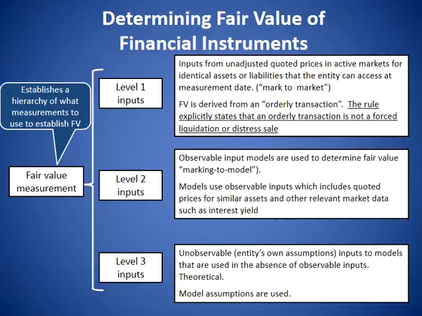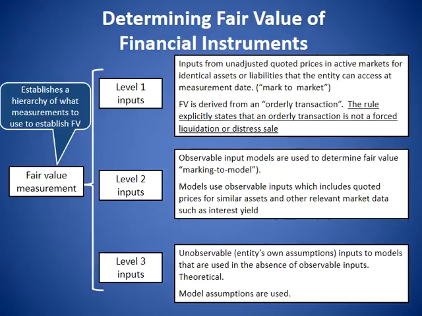Let's go ahead and talk about level 1 inputs first, because level 1 inputs are probably what you're most familiar with. These are inputs from unadjusted quoted prices in active markets for identical assets or liabilities that the entity can access at the measurement date. You're going to hear the word, especially in the news if they're talking about an accounting issue, for level 1 inputs, it's called mark to market.